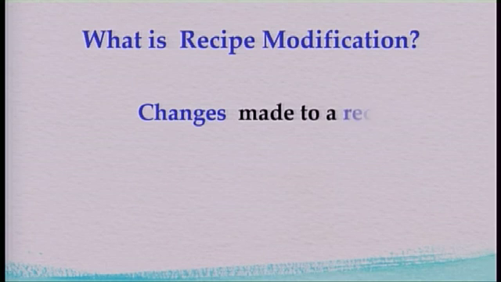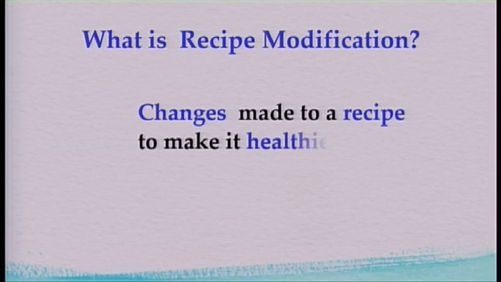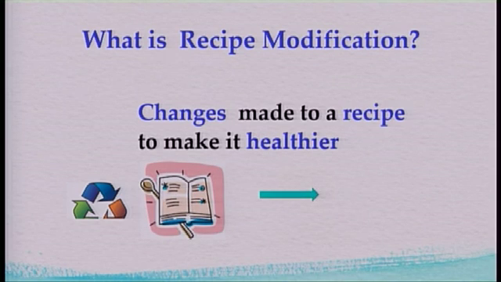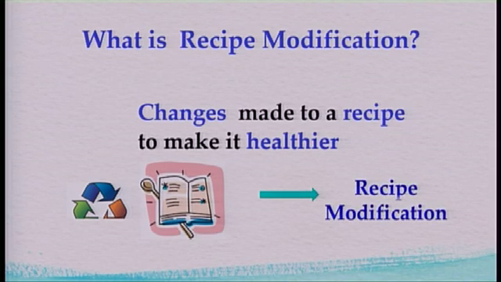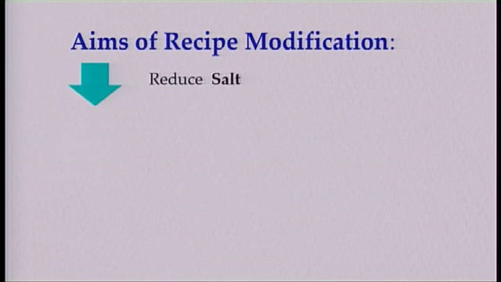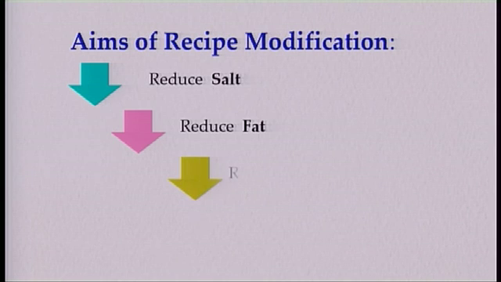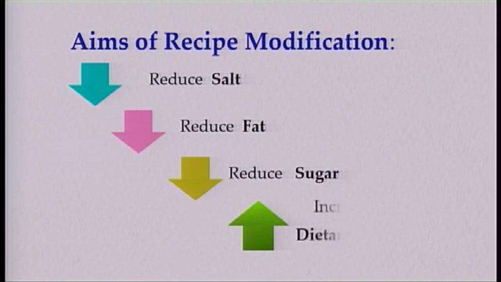When changes are made to a recipe to make it healthier, this is known as recipe modification. What are the aims of recipe modification? First, to reduce salt. Second, to reduce fat. Third, to reduce sugar. And fourth, to increase dietary fiber.